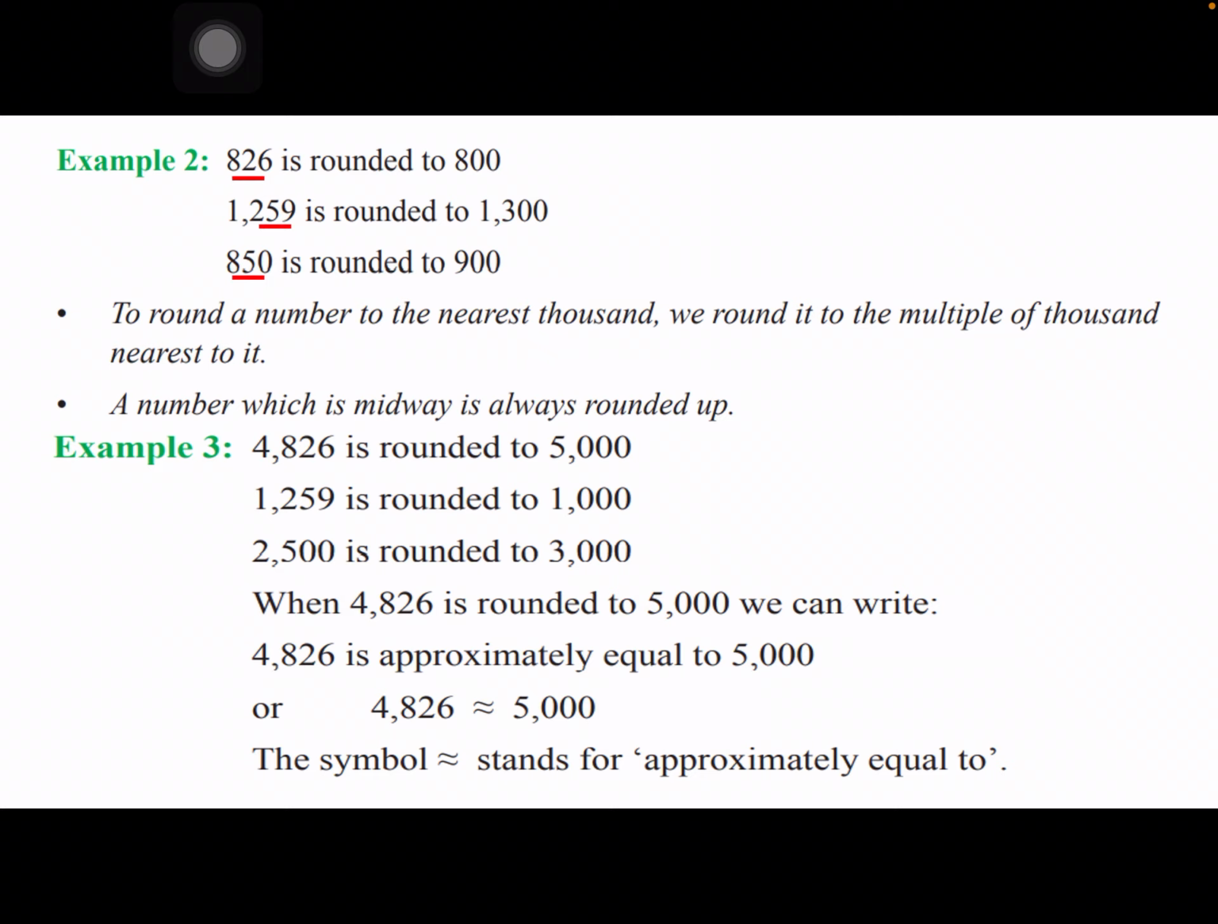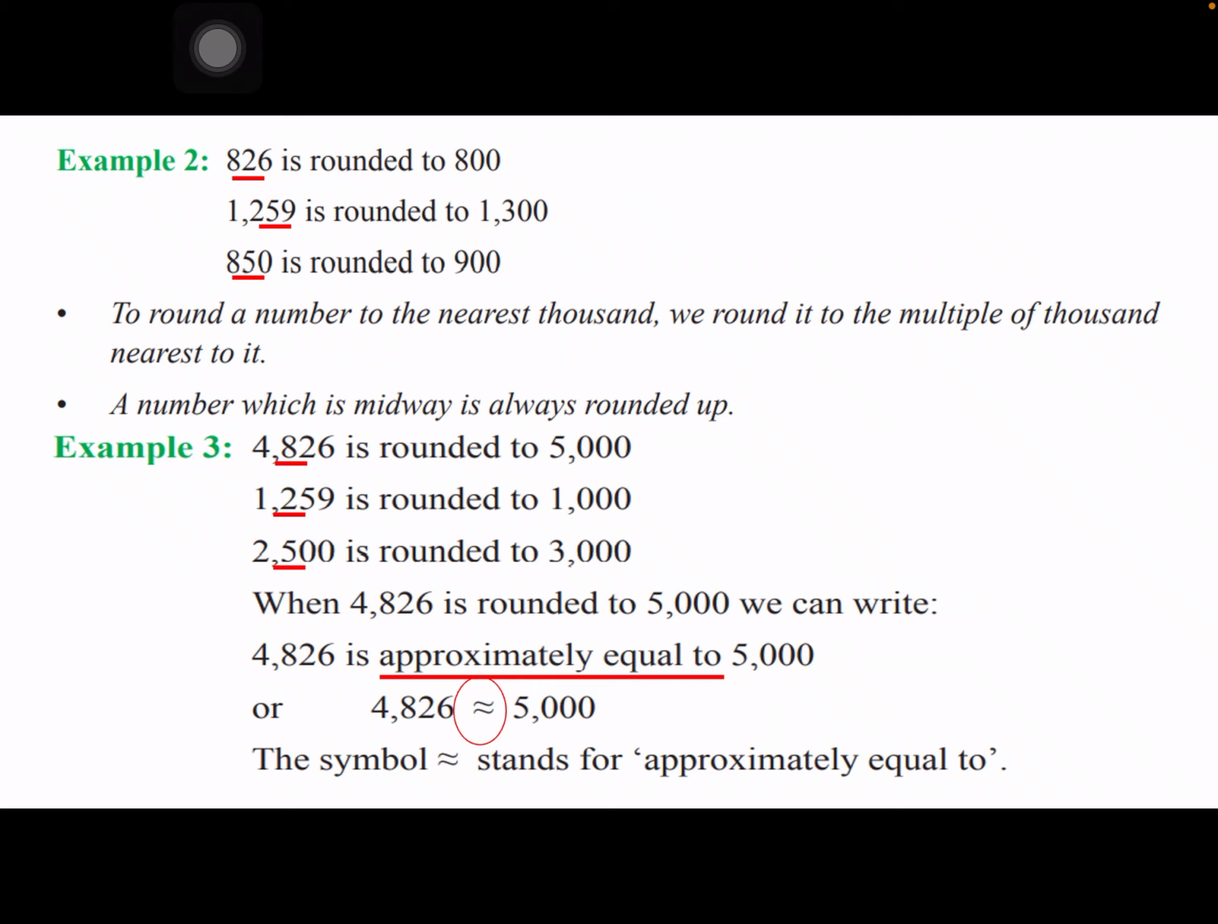When 4,828 is rounded to 5,000, we can write like this: approximately equal to. Okay? The word approximately equal to. This is the symbol. Okay? Not equal sign. Approximately equal to sign.